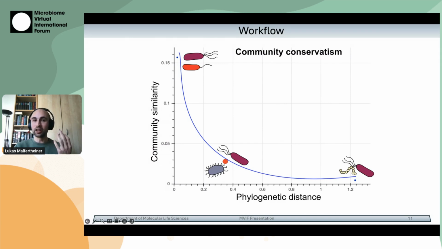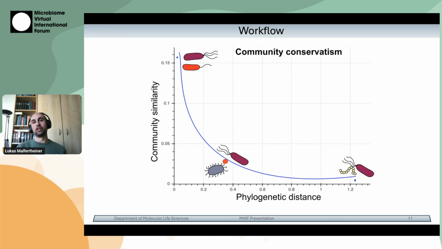So in this small example, we see that this trend is present, which we then call community conservatism. So a pair of Streptococcus on the very left side, so very closely related, is also very, very similar in their communities. With a member of the same family, it is less closely related, and also their communities are more dissimilar, but still share some members. Whereas if we compare Streptococcus to SAR324, they are only very distantly related, and also their communities are very dissimilar.